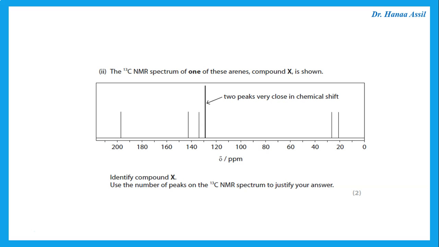And then we have 2 on the right, so this is a total of 7 peaks. And the question is, which of these structures that we drew has 7 peaks in the carbon-13 NMR? That means it has 7 different carbon environments. Identify compound X and use the number of peaks to justify your answer. So which of these has 7? The one on the left.